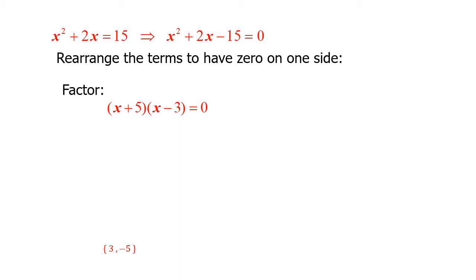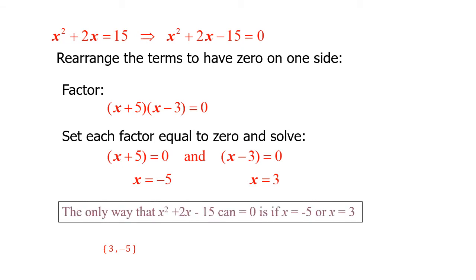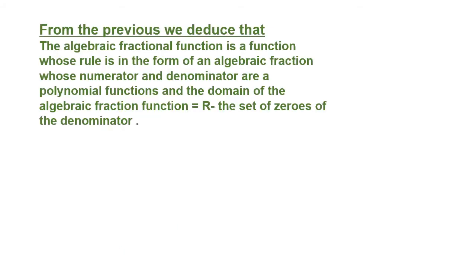And the other one will be the inverse of negative 3, which is 3. So our set is 3 and negative 5. This is the solution set for this equation. When you substitute 3 and negative 5 in the function that we have, we will find that the equation will be equal to 0.